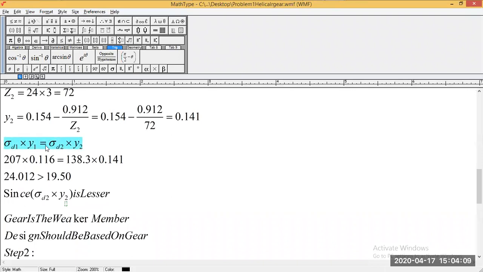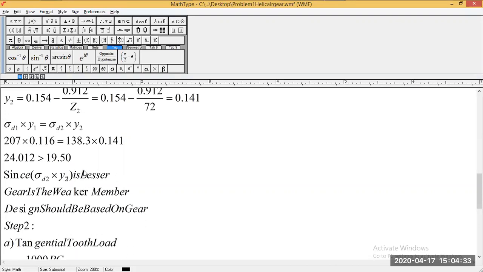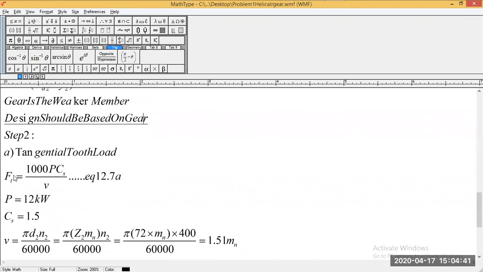Just multiplying the allowable stress by the form factor, that's how you find the weaker member. Once we're done with that, we found that the product of those two was lesser for the gear. Therefore, gear is the weaker member, and design should be based on gear, meaning all parameters we take henceforth should be of the gear, with subscript 2.